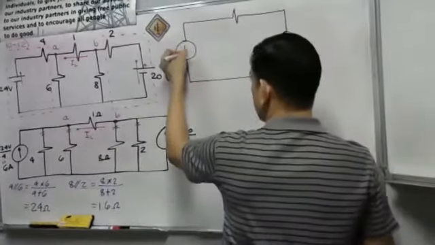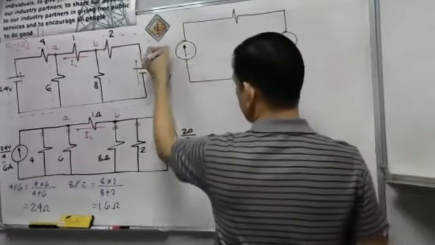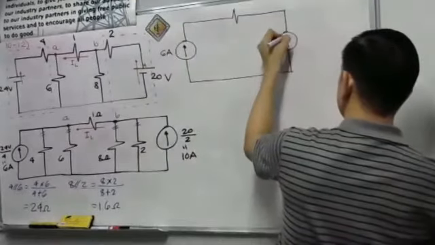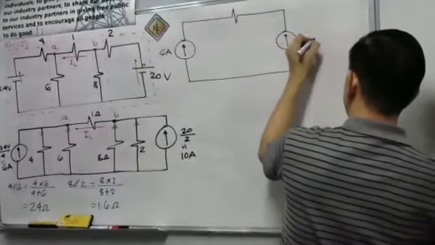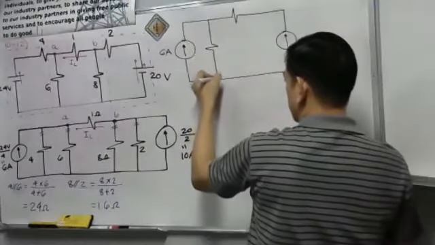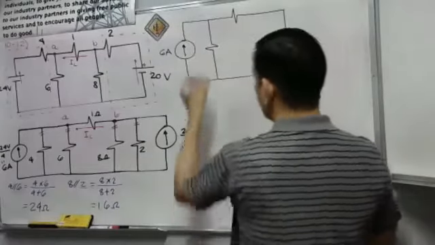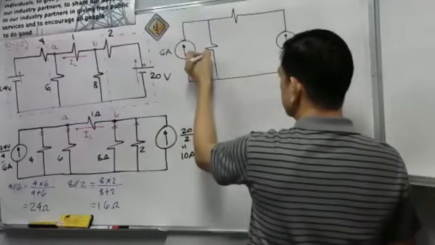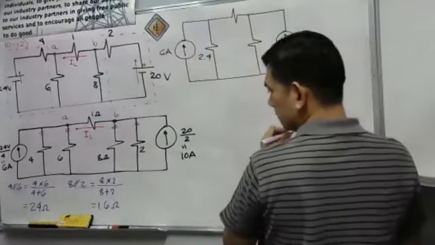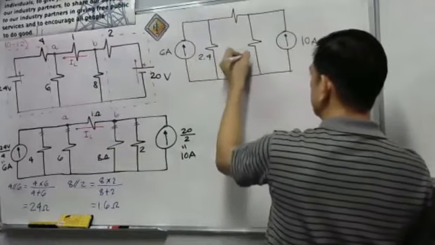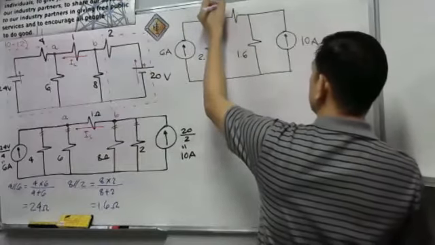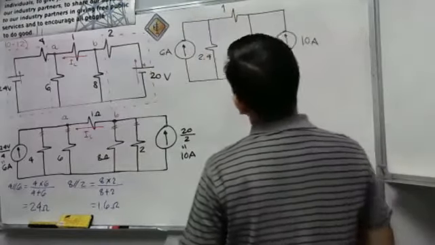Okay, so we have here our 6 amperes current source. We have the 10 amperes. Then this is our 2.4 ohms. Then we have another resistance here, 1.6 ohms. Then, of course, our 1 ohm resistor here, that one.